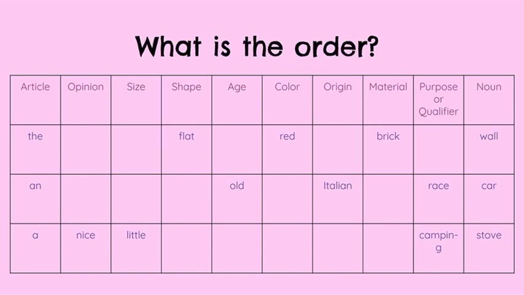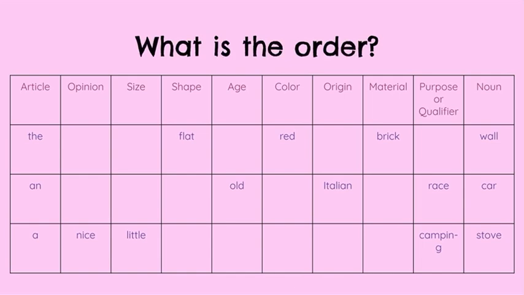So that's an opinion. And once again, you're not going to have every single thing in one sentence, like the nice little flat old red Italian brick race car or something like that. It's most likely not going to be that big for now. It might get big later, so that's why I have a chart like this to help. It's also really nice if you memorize the chart, with each of the things. If by any chance you can't look at this chart when you're doing this, then memorizing it is going to be a great help.